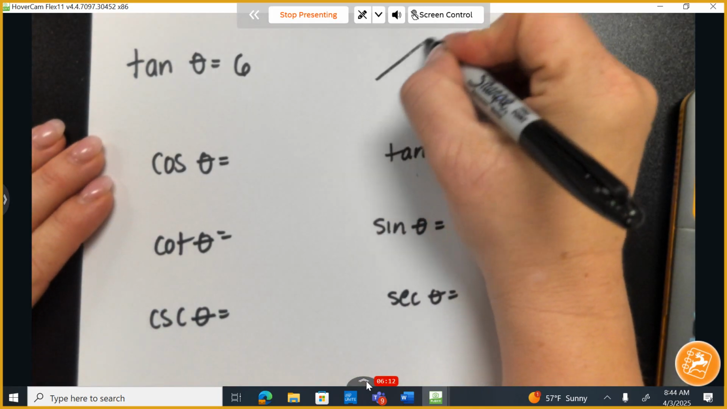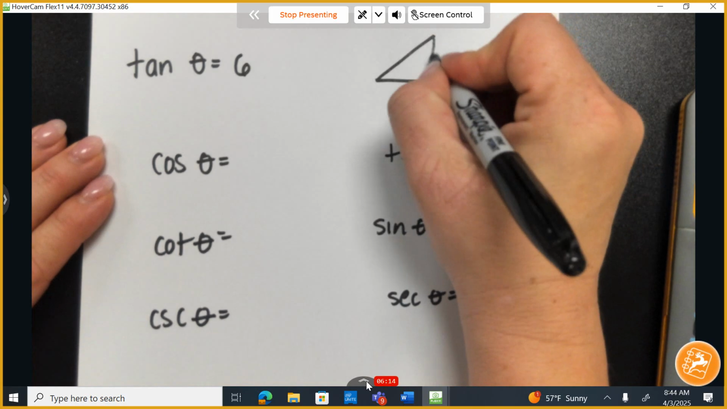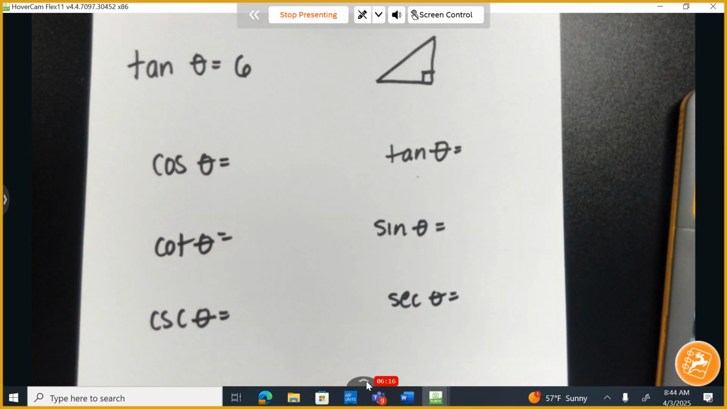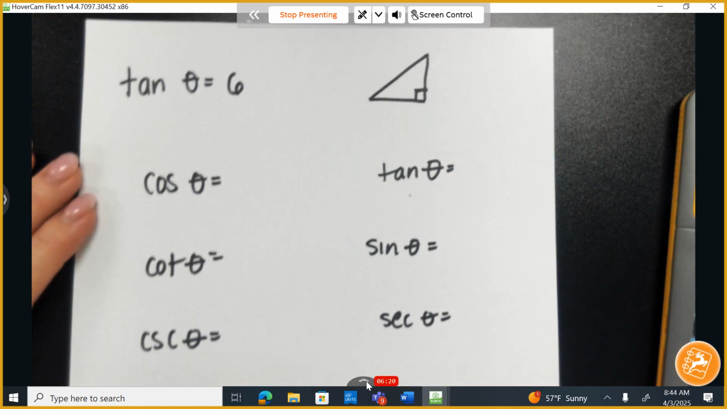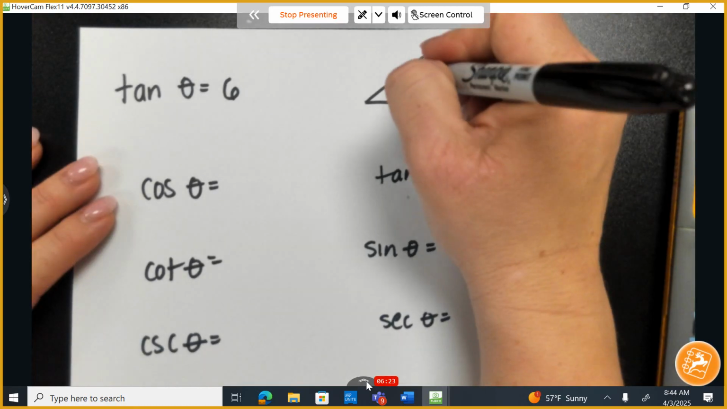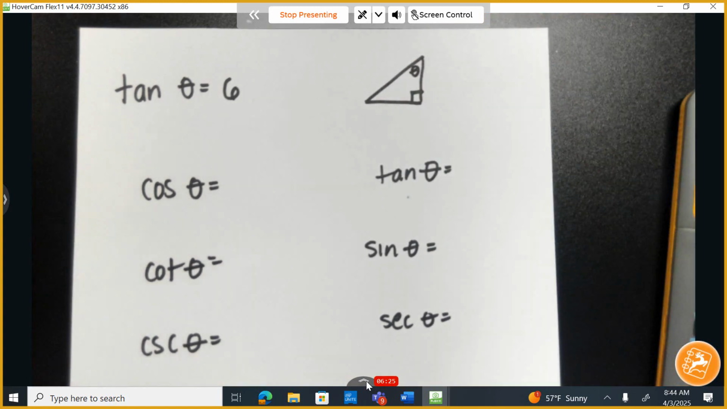Okay, always start by making yourself a pretty right triangle. And then one of the 2 angles, we have 2 angles that are not right angles. We're going to choose one of those 2. It doesn't matter which one we choose. And we're going to put a theta in that. That's going to be the angle that we're going to use as a reference angle.